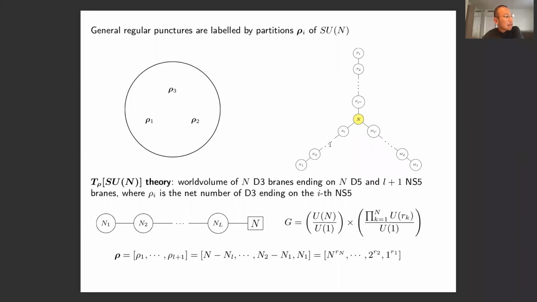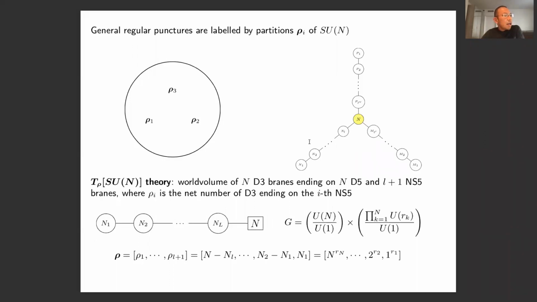Okay. And for each building block, you can see that these 3 legs come from the partition data rho 1, rho 2, and rho 3. And the symmetry coming from the central node is U(N) mod U(1) as usual. And then for each leg, this is U(R) mod U(1), where R is just the counting of the repetition of the numbers in the partition rho, basically. So any question up to here?